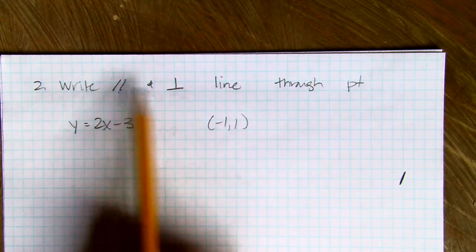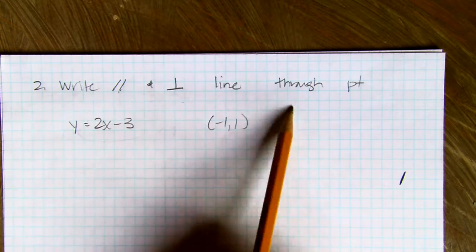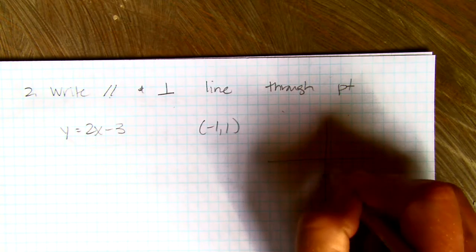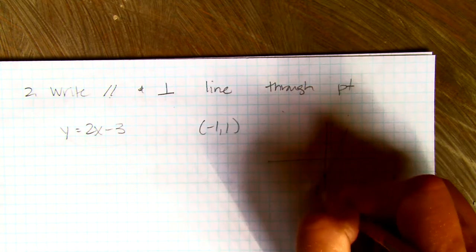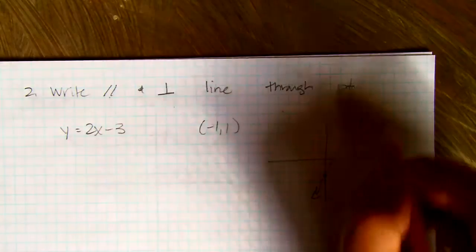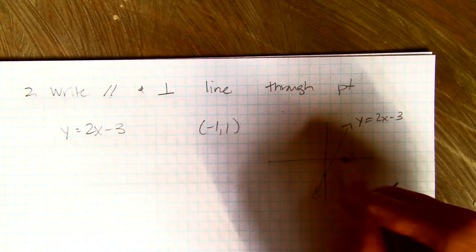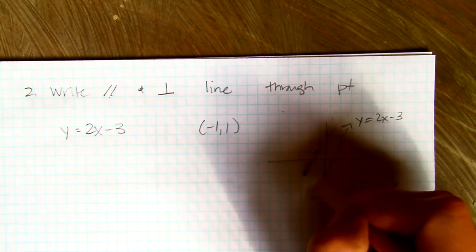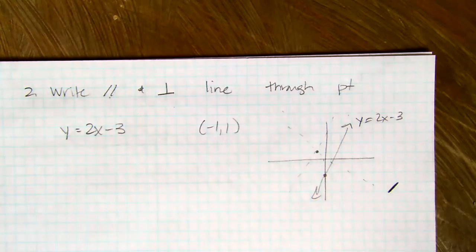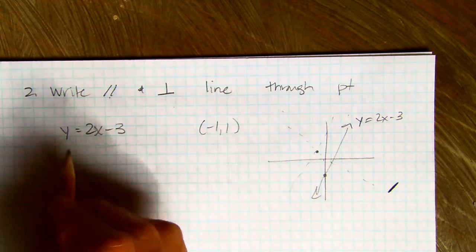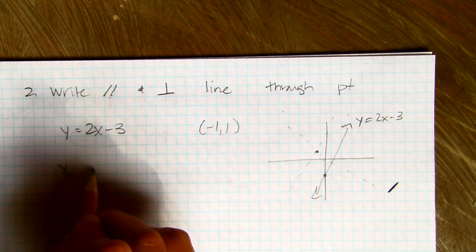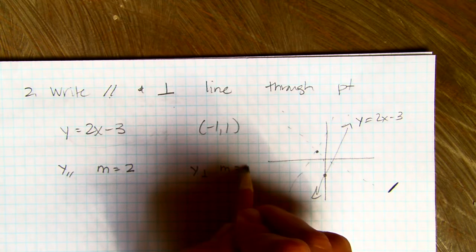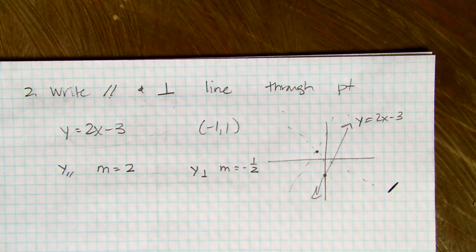Suppose I want to write a line that's parallel or perpendicular to a given line through a particular point. I always like to think about what this looks like. y equals 2x minus 3, I have some vertical intercept on here at negative 3, and I have a slope of 2. So there's my line, y equals 2x minus 3. And here's my point, negative 1, 1 over here. So I want a parallel line, and I also want a perpendicular line. If it's parallel, I know that m will be 2. If it's perpendicular, I know that m will be negative 1 over 2, the negative reciprocal.